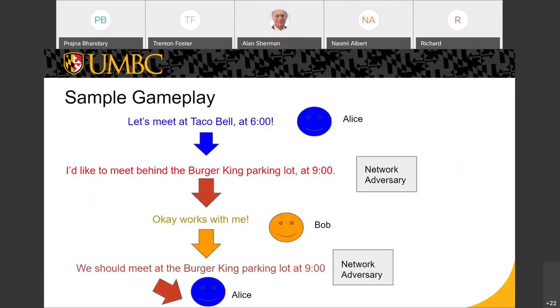So here's a very, very basic way of how the game could go. Because it is very open, there's a million and one ways to actually play the game. For this example, Alice and Bob are trying to meet up at a time and at a place. Alice will suggest a time and place, Taco Bell at 6, and send that message through the network. Now the network adversary will see that message and instead change it to Burger King at 9 o'clock. That way the network adversary can get them to meet at a place that it wants them to meet at. It'll then pass this message through the network to Bob. Bob will see this message, "I'd like to meet behind the Burger King parking lot at 9 o'clock," and Bob will think that message is from Alice, because all he sees is the message came from the network, and it appeared to come from Alice. So Bob will send a confirmation. The network adversary will then forward their own confirmation to Alice. And suddenly, Alice and Bob were in the wrong place at the wrong time.